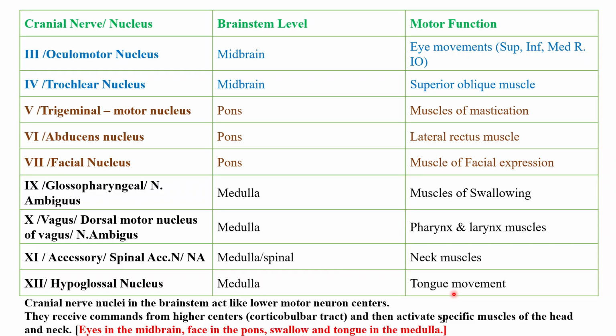So cranial nerve nuclei in the brainstem act like a lower motor nuclear center, right? They receive commands from the higher center, for example the corticobulbar tract, and then they activate specific muscles of the head and neck. It's very easy to remember: eyes in the midbrain, face in the pons, while swallowing and the tongue in the medulla, to remember all these actions of the specific cranial nerve nuclei. And remember, they're all being controlled at the level of the brainstem.